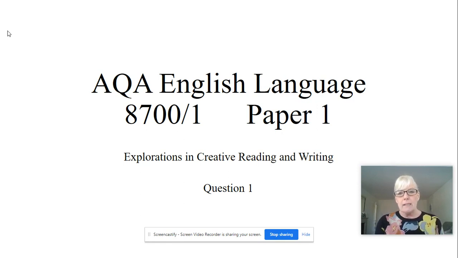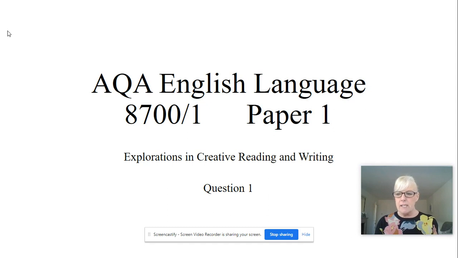Basically, that means that the paper focuses on fiction, and you will only have one text, probably a piece from either the 20th or the 21st century. There's 1 hour and 45 minutes to complete the paper, and it's in 2 sections, as you'll remember.